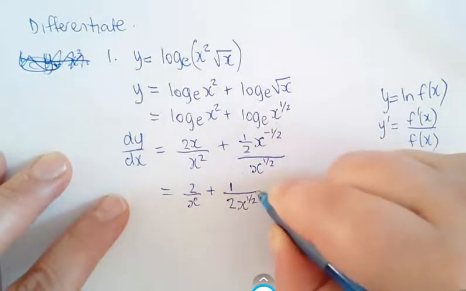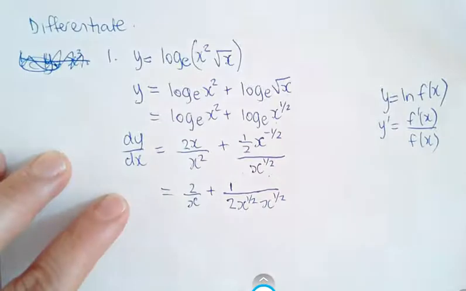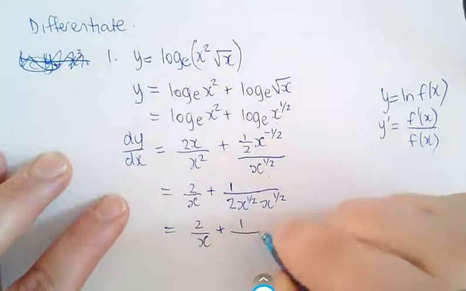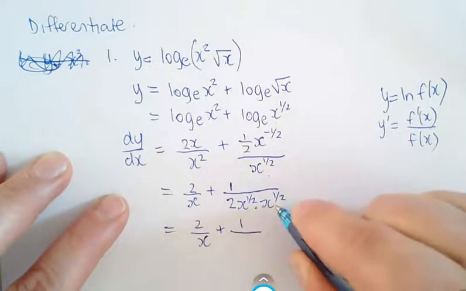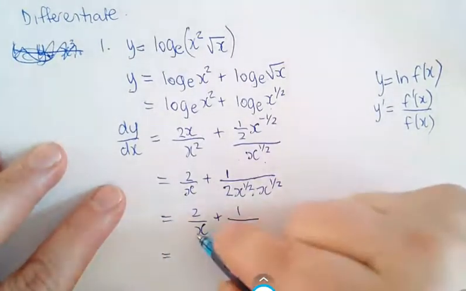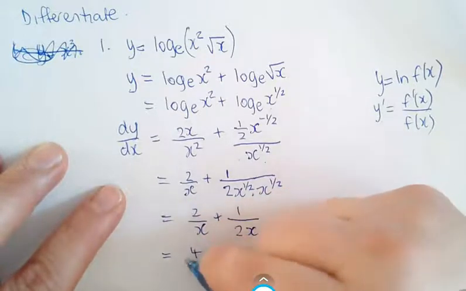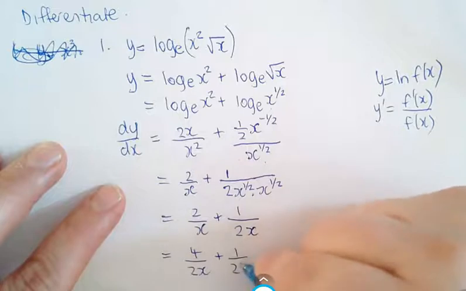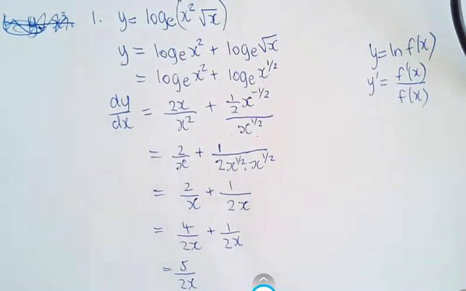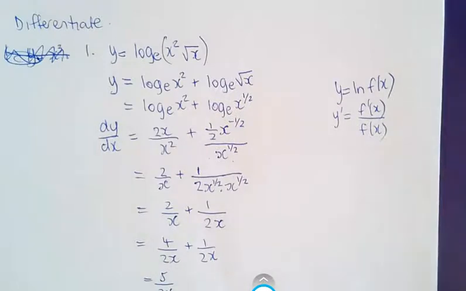I've got my original x to the half, and if I've got x to the power of negative a half on the numerator, I can bring it to the denominator as x to the power of a half. So I get 2 over x plus 1 over, now x to the half times x to the half is x to the 1, so I get 2x. Now I could make a common denominator by making the denominator of this 2x as well. So I would get 4 over 2x plus 1 over 2x, which gives me 5 over 2x. Now, this is a complicated way of doing this. There is a far simpler method, which we will look at now.